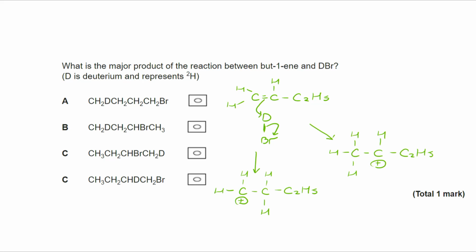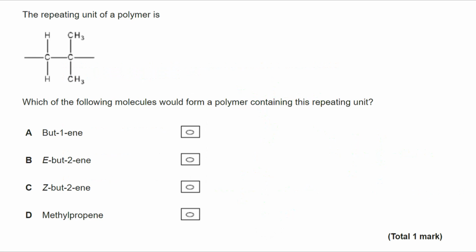But actually we've got to consider here the fact that the carbocation could be formed on either of these carbons. Equally likely to happen. Now, the left-hand side is a secondary carbocation. The right-hand side is a primary carbocation. And secondary carbocations are more stable, so products formed via that secondary carbocation intermediate are going to be the major product. So I end up with this. And the correct answer is C. Next question.